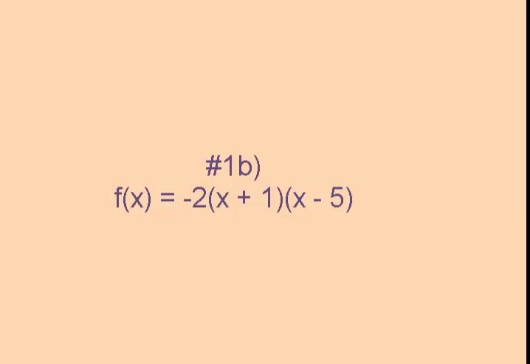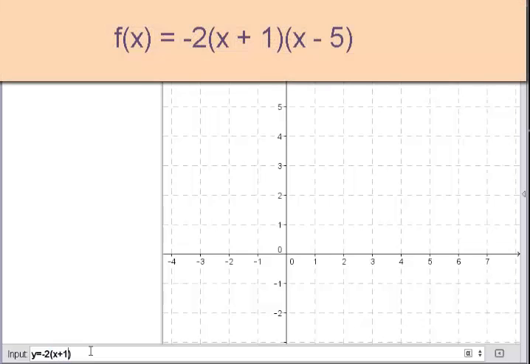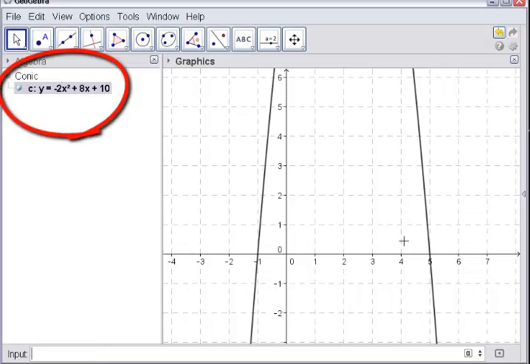Here's question 1b. The quadratic equation is negative 2 times (x plus 1) times (x minus 5). This quadratic equation is in factored form, but notice when I press enter, Geogebra will expand it for us and we get it in standard form.